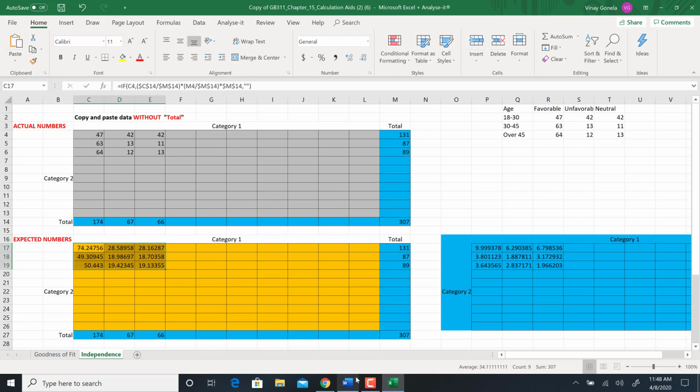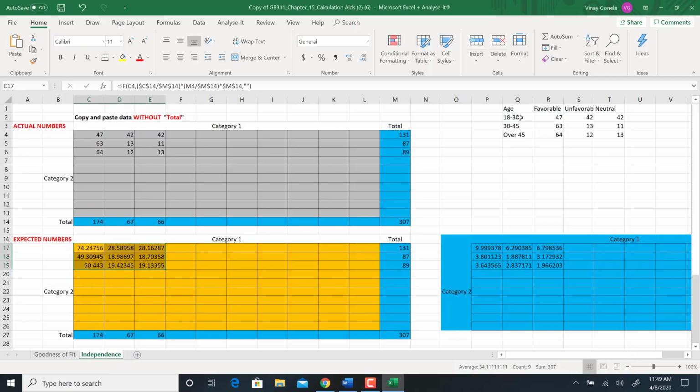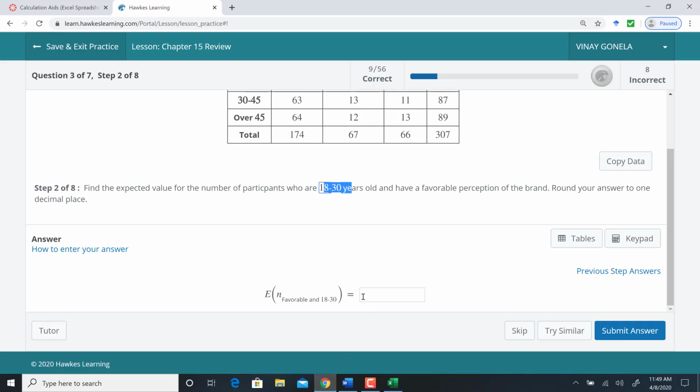Currently they are asking the expected value for 18 to 30 and have a favorable perception. So 18 to 30 is this one and favorable is this one. That means we will be using this cell to calculate the expected value. That is 47 in this case, the first cell. So that will be this 74.24. So I will copy that and paste it here.